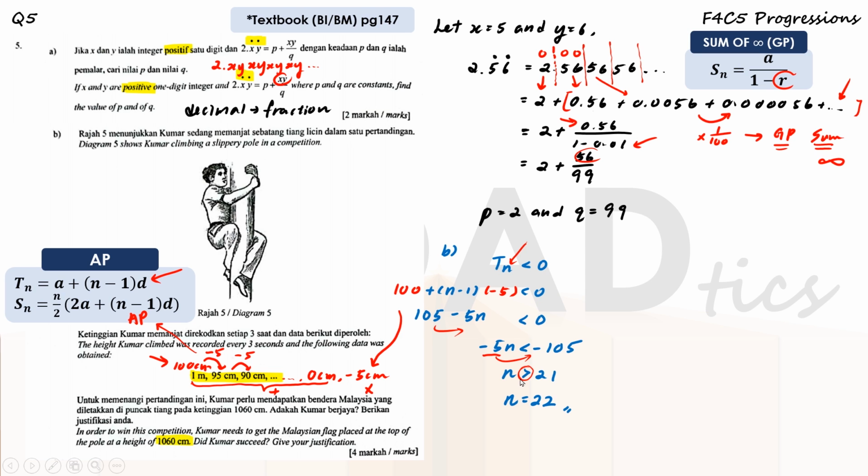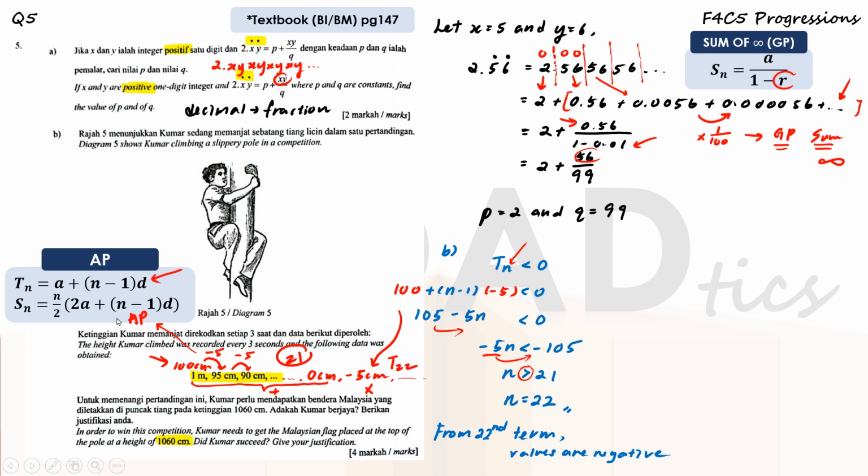So now n is more than 21, and we just need to find the nearest whole number, which is 22. So this 22 means that this negative 5 is the 22nd term. So from the 22nd term, all the values are negative. Okay, so this means we need to add up the first 21 values.